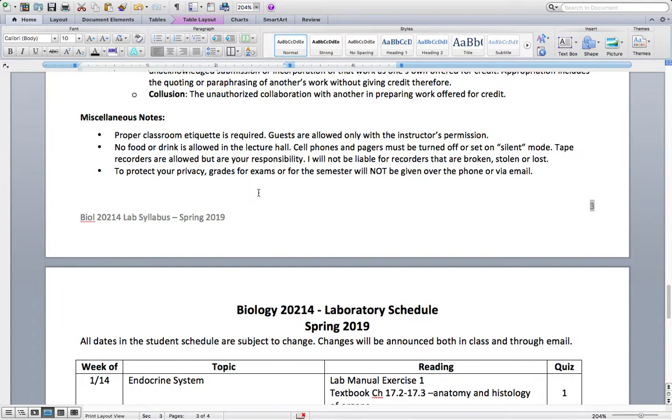Don't bring food or drink into the lab, especially when we are dissecting specimens or if we're doing an experiment where enzymes are out. Closed-toed shoes are always a good idea to bring, just because it can get a little bit messy in the lab.